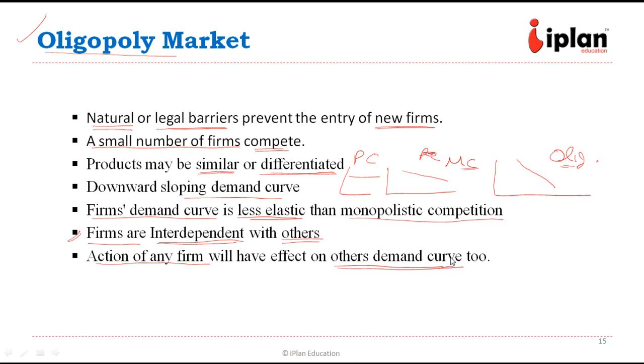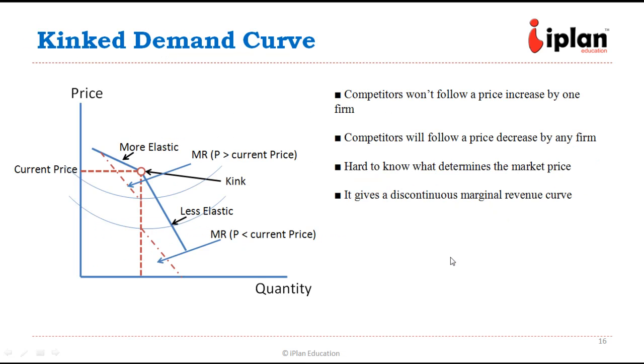So now let us look at the demand curve. For oligopoly, the demand curve is kinked. So this is the kink. At one particular price and quantity, there is a sharp change in the demand curve. The slope on the left hand side of the curve is lower, and the slope on the right hand side of the point is higher. Or we can say towards the left hand side the demand curve is more elastic, and on the right hand side the demand curve is less elastic.